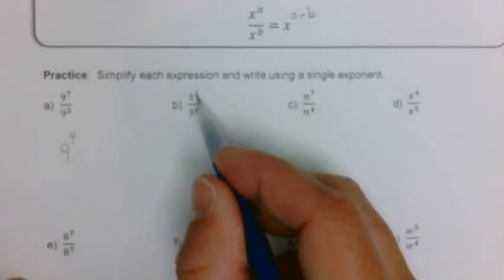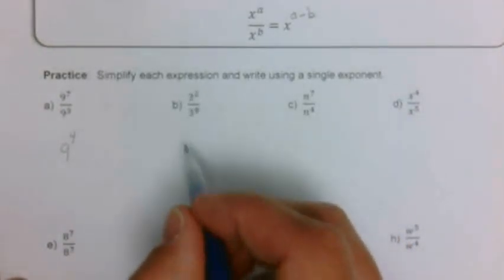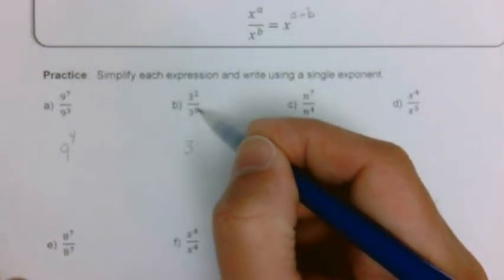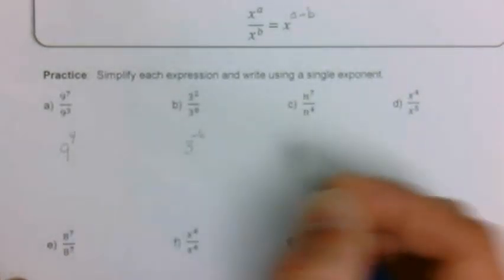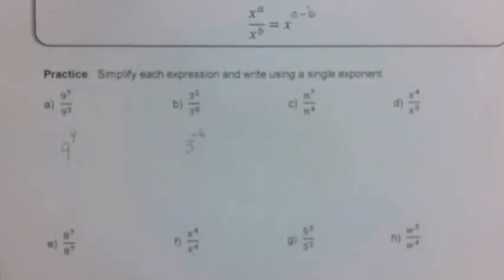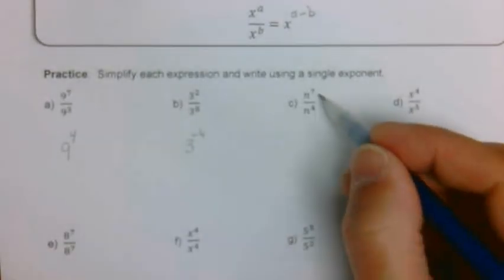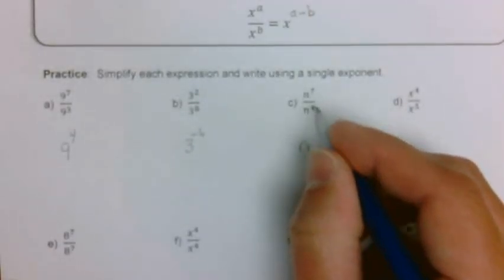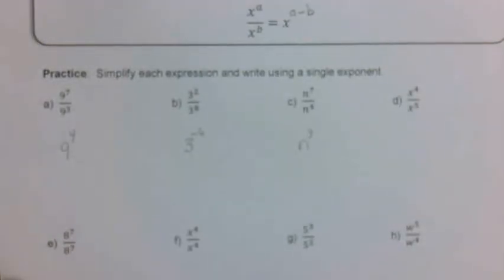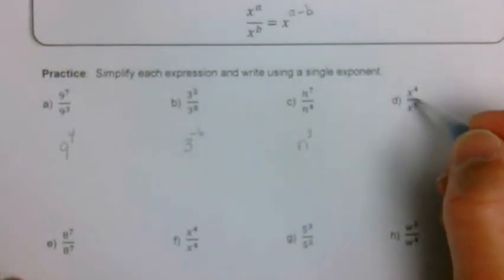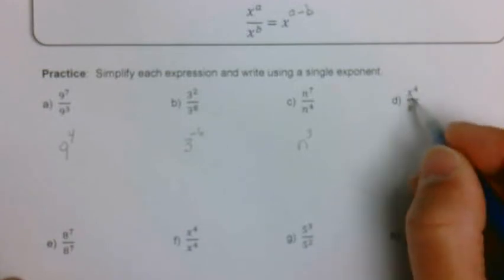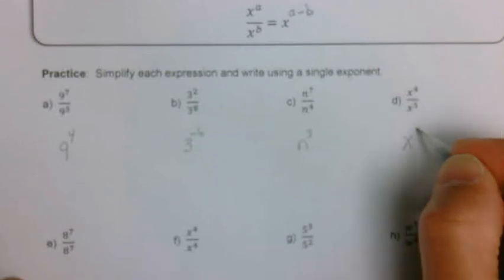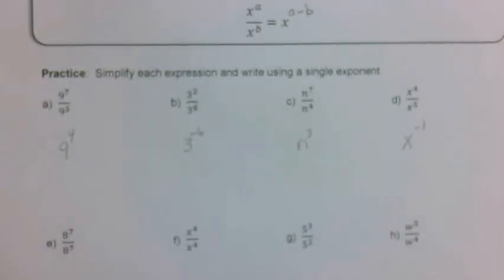Letter B, 3 to the 2nd divided by 3 to the 8th. Keep the base of 3. Subtract the exponents. 2 minus 8 is negative 6, so we get 3 to the negative 6th power. N to the 7th divided by n to the 4th. Keep the base of n. 7 minus 4 is 3, so we get n cubed. X to the 4th divided by x to the 5th. Keep the same base of x. 4 minus 5 is negative 1, x to the negative 1st power.